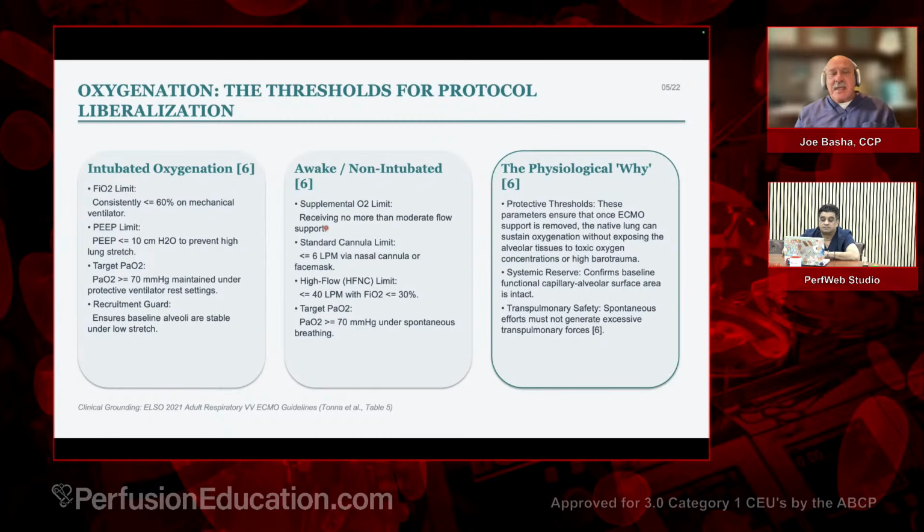You want to set your PEEP limit. You want it really to be equal to or less than 10 for a weaning trial. And this is if you're going to keep the patient intubated. You want your PaO2 at these settings to be at least 70, maintained under protective ventilatory rest settings, because you're still going to want these lungs to rest if this patient's going to stay intubated.